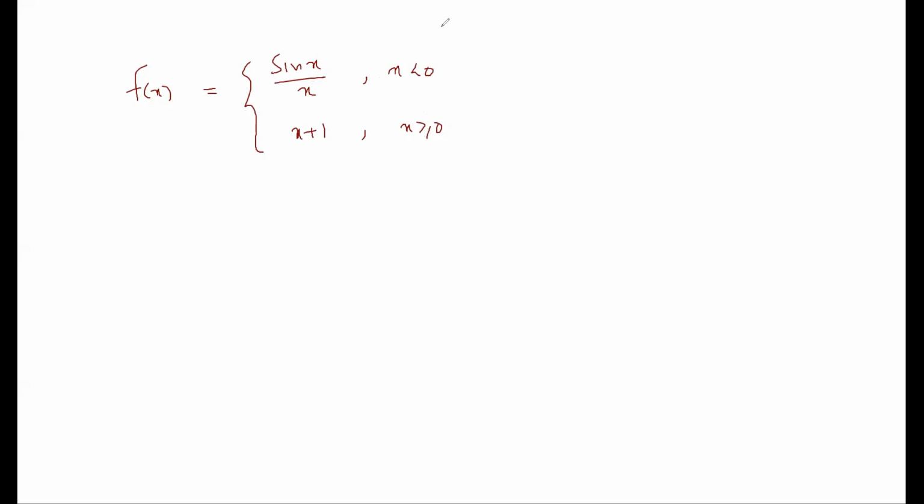So you can see that when x is less than 0, sin x is a trigonometric function, it is continuous. x is a polynomial function, it is continuous. If two functions are continuous, the quotient is also continuous. So sin x by x is continuous. So that means when x is less than 0, the function is continuous. There is no problem. When x is greater than 0, it is x plus 1, which is a polynomial function, and a polynomial function is continuous everywhere, so it is continuous. So when x is less than 0, there is no issue.